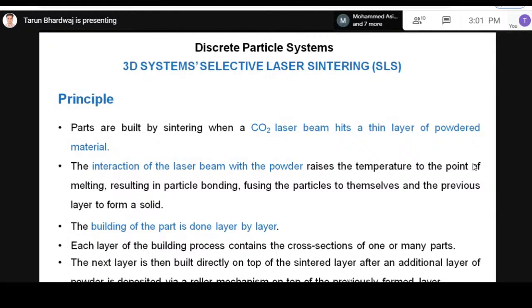It means that if we have some powder fed and after it gets solidified, we use a roller to feed another layer of powder, or we use a blade to feed the powder on the first layer, the previous layer.